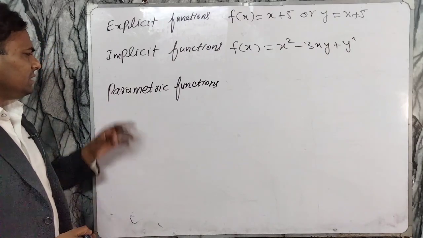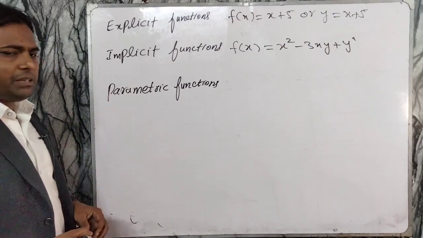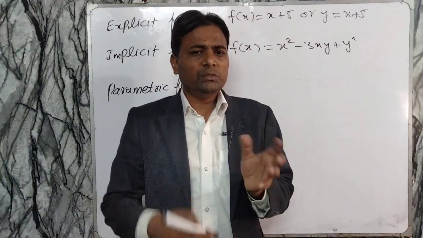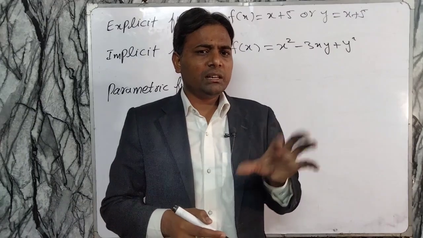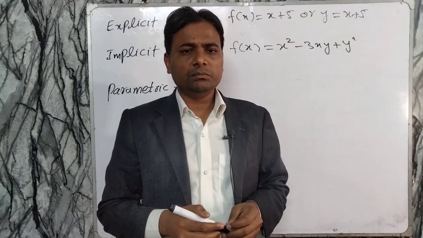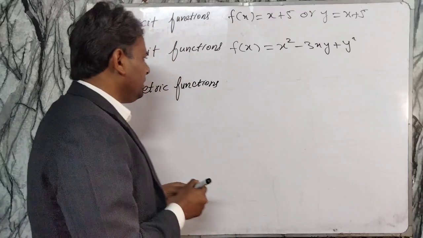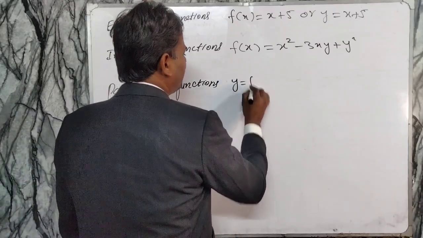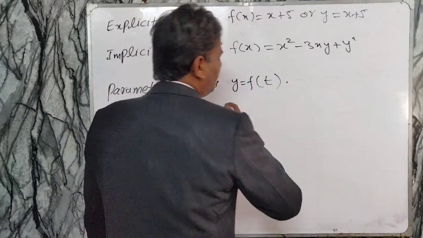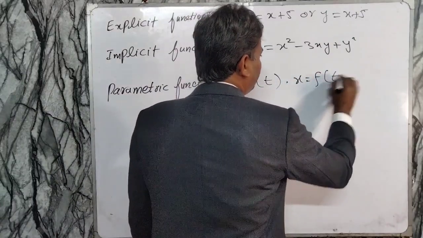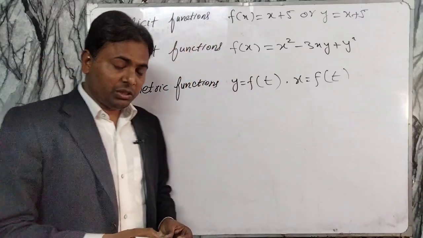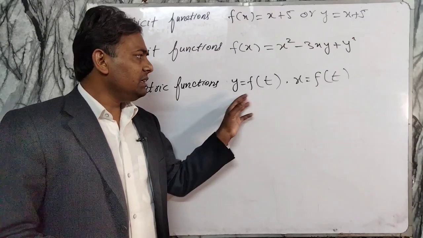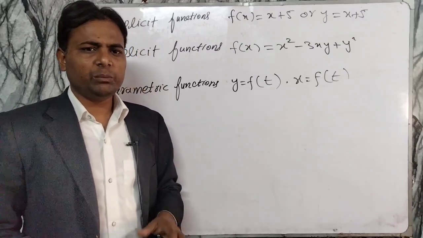Now our next is parametric functions. Parametric functions are those functions in which two different variables are functions of a single variable. I give you some examples of parametric functions. Let's suppose y is a function of t, and x is a function of t. These two different variables are functions of a single variable. In this form, these two functions are said to be parametric functions.